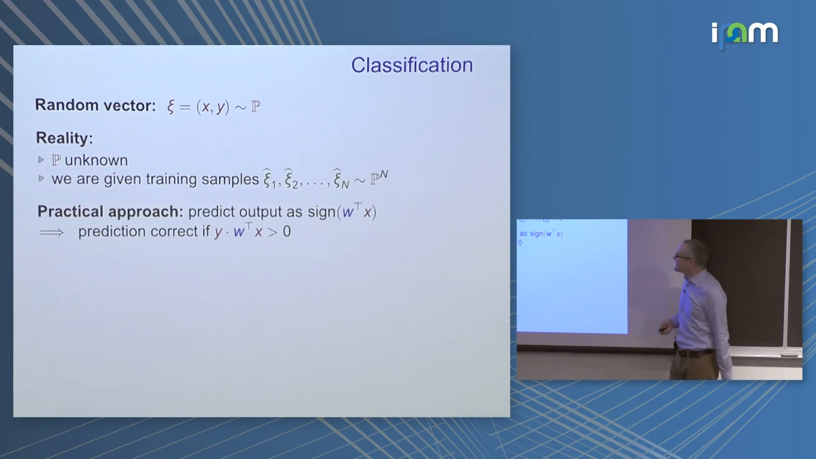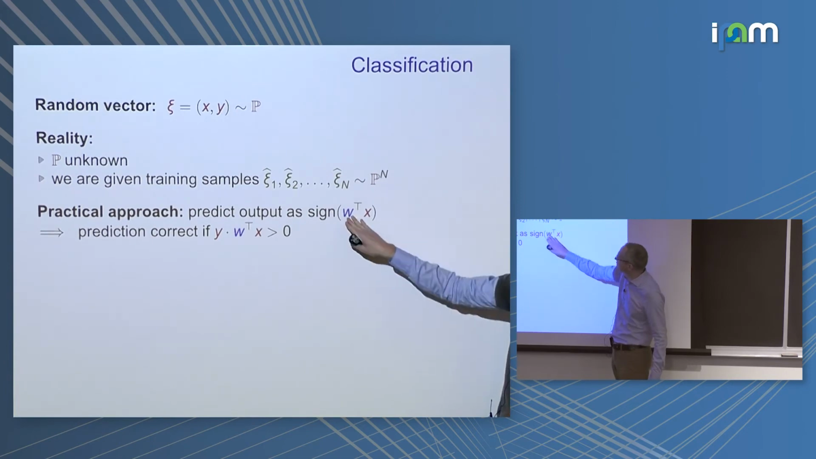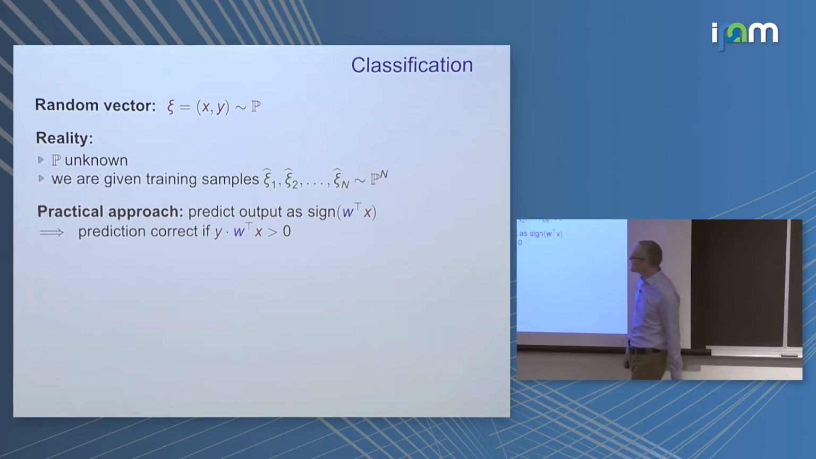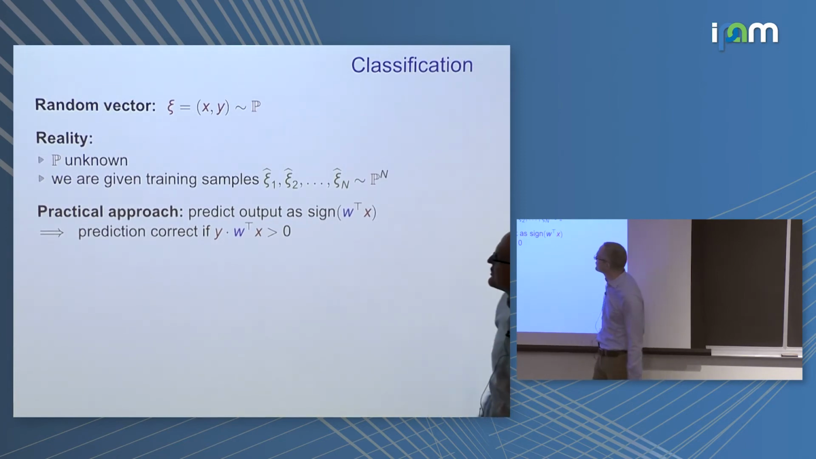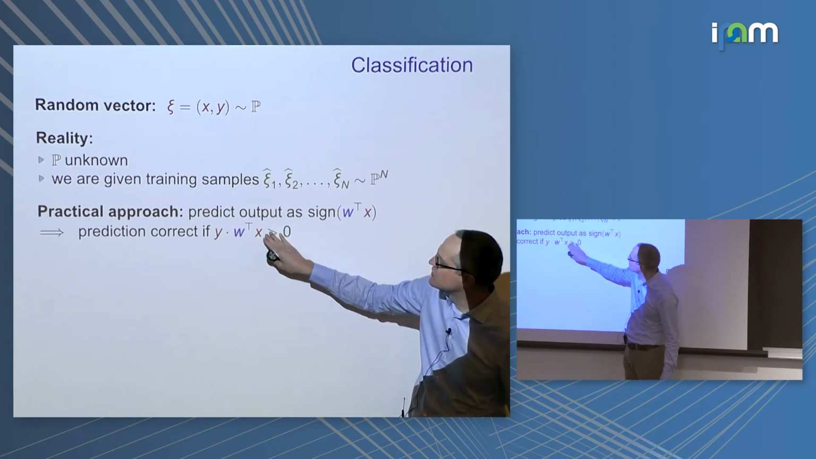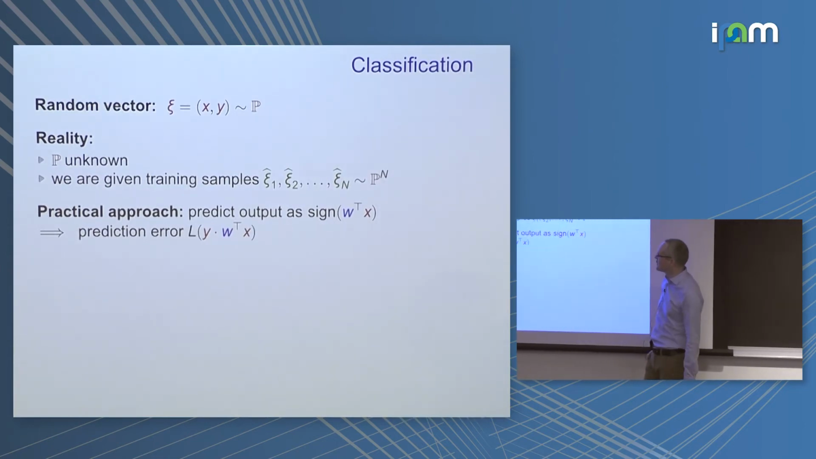So in this case, what we usually do is we try to find a linear predictor. So we try to predict the output corresponding to an input x as the sign of W transpose x, where W is some weight vector that we estimate in some way from the training samples. So the prediction is correct if the product of the actual label, the actual output, multiplied by W transpose x is larger than 0, and it's incorrect otherwise.